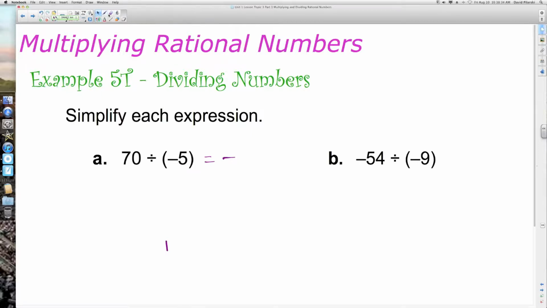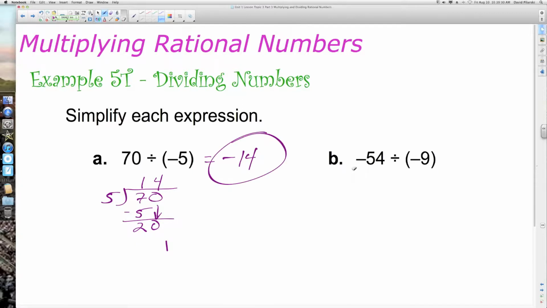and we have to do 70 divided by 5, which is a pretty simple calculation. So we do 5 on the outside, 70 on the inside, and we divide. 5 goes into 7 one time. 1 times 5 is 5. Subtract, we get 2 left over. We bring down this 0. 5 goes into 20 4 times. So 5 divides into 70 14 times. So our final answer here is negative 14.